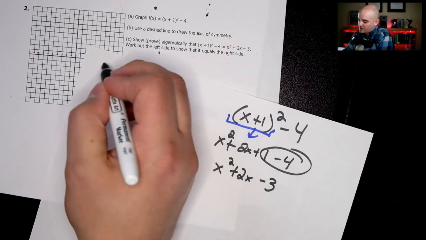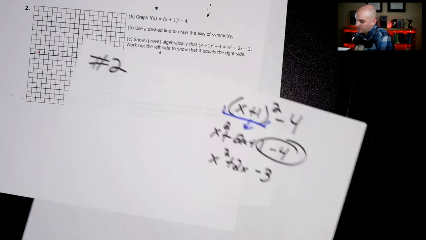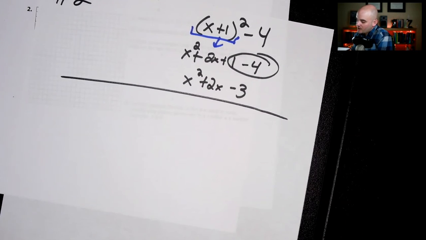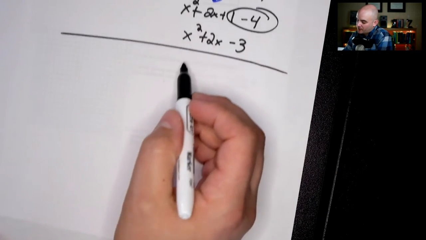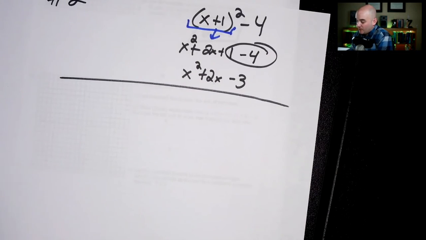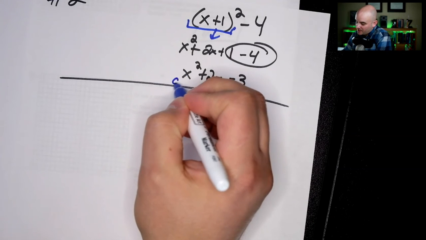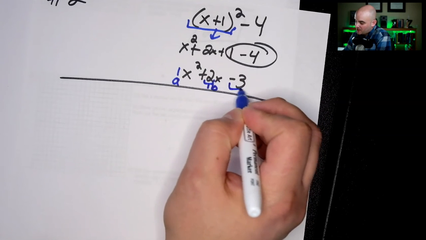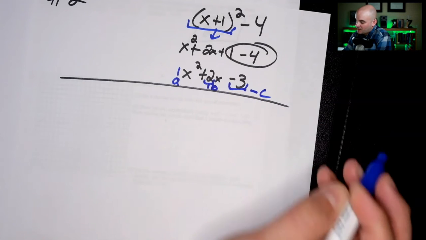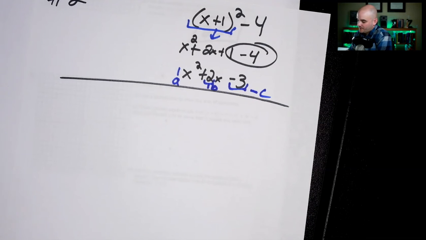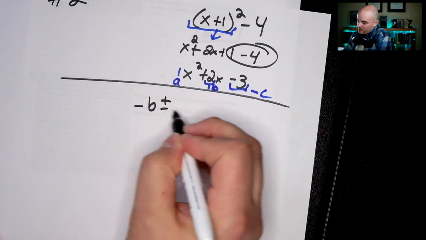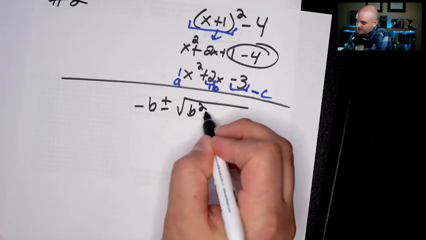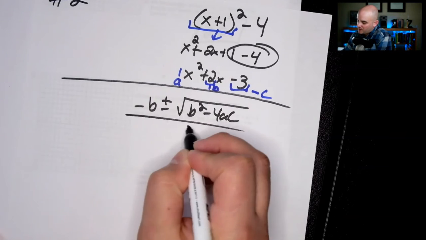I'm just going to write this down in case we need to reference it. This is number 2 here. And so once again, with the quadratic formula, we want to identify that this 1 is my a, this 2 is b, and then negative 3 this time is going to be our c. So we have negative b plus or minus the square root of b² − 4ac all over 2a.